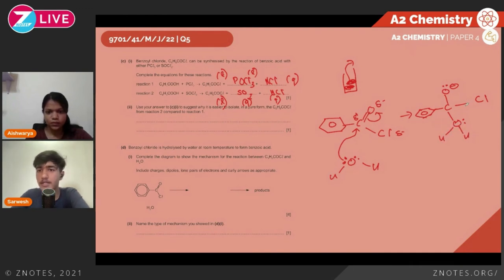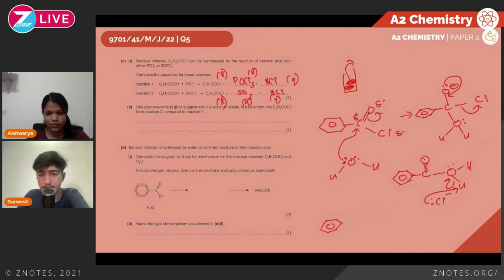So now what happens is that the double bond forms again. The chloride exits. And then you would have O, H. Okay, so this is what you have. And then the chloride over here, with its lone pair, will pull a proton. So at the end, you will get benzoic acid plus HCl, okay. So that's what happened over here.